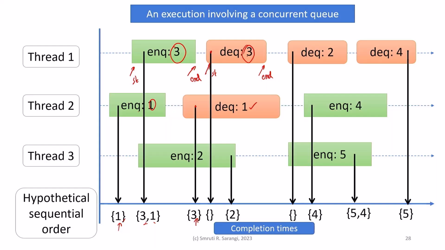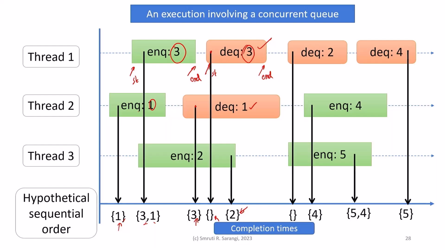Then you will DQ again, which is 3. So then you will DQ 3. Why? Because that's the only element and the queue becomes empty. So this result is correct. So on, and then you will enqueue 2, so you will have 2 in the queue, so on and so forth. So what is the key idea?